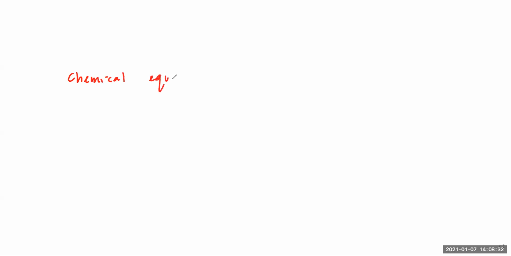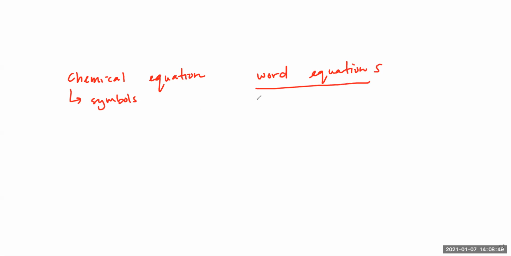There are two kinds of chemical equations. It can be an equation that shows the actual chemical symbols, or it can also be known as a word equation. For now, I will be only teaching you word equations. Word equations is when we write down the reaction that happens during the chemical reaction, but without using the symbols.